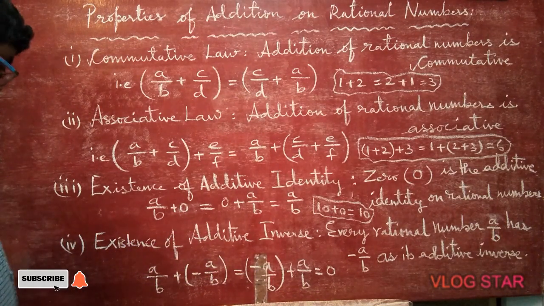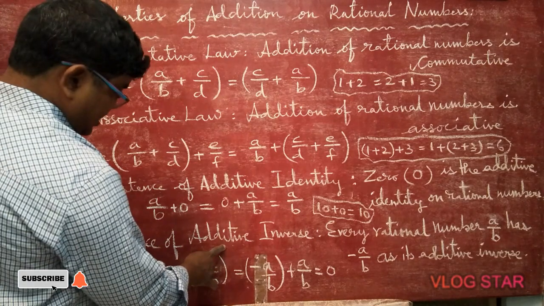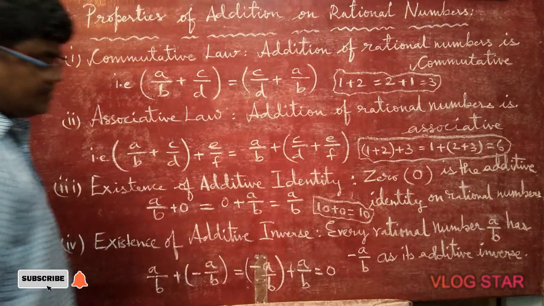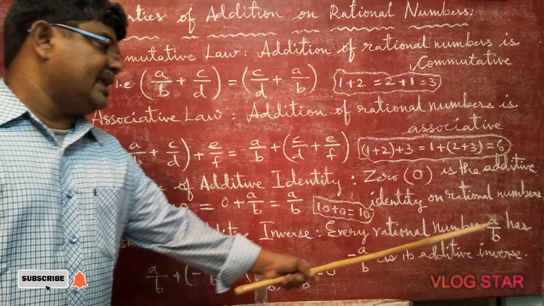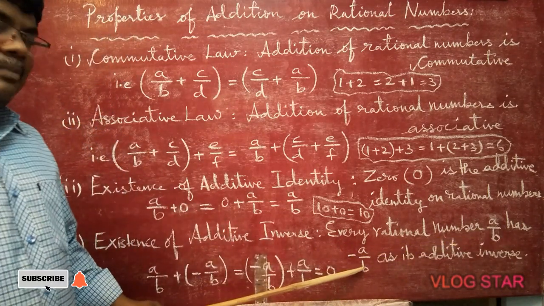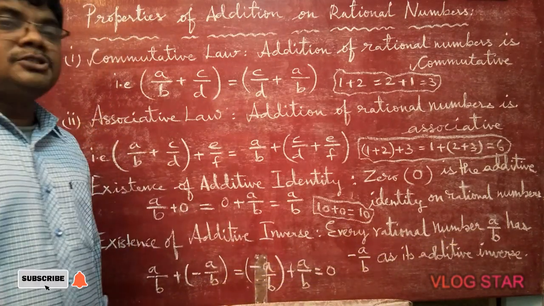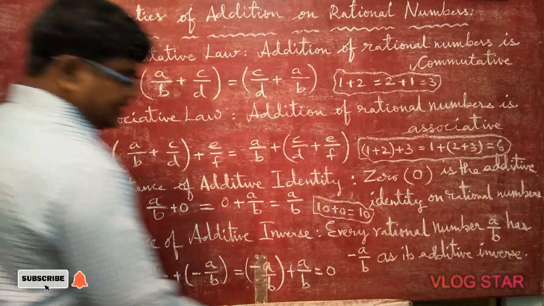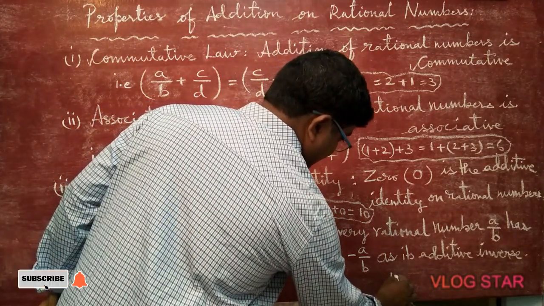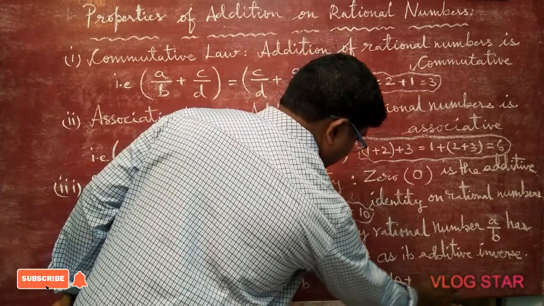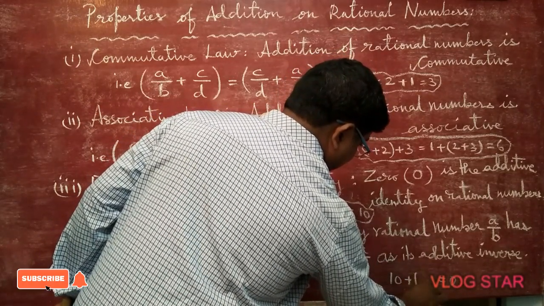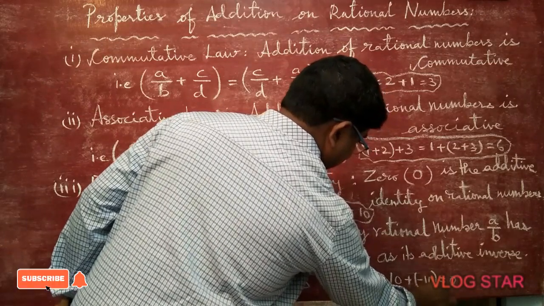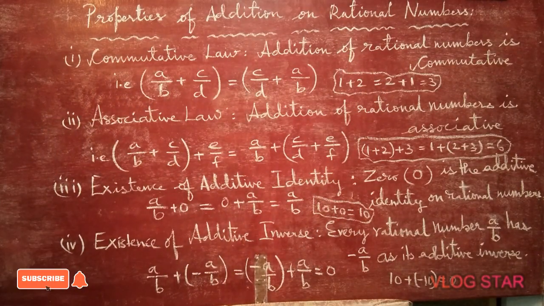Coming to the existence of additive inverse. Every rational number A by B has minus A by B, just the opposite sign. Suppose here 10, plus how much will become 0? If you add minus 10 only: 10 minus 10 is equal to 0.